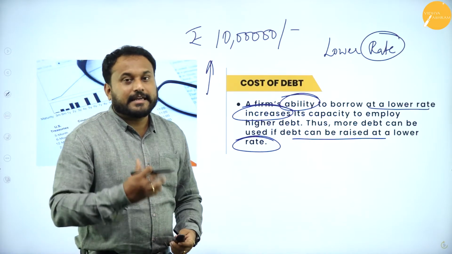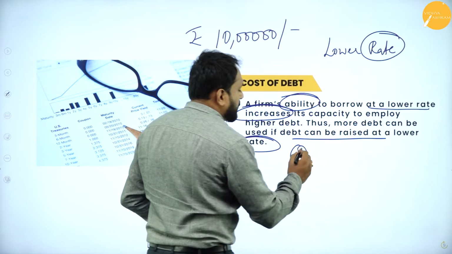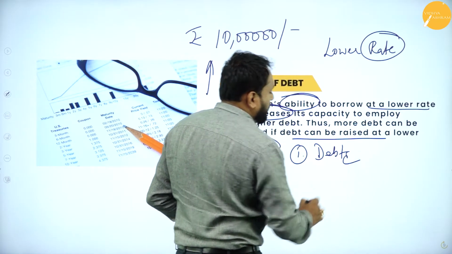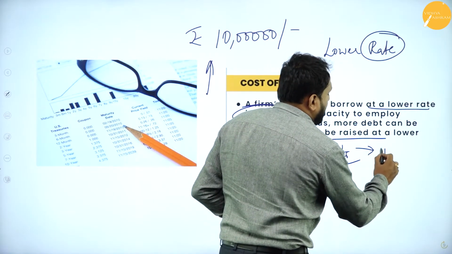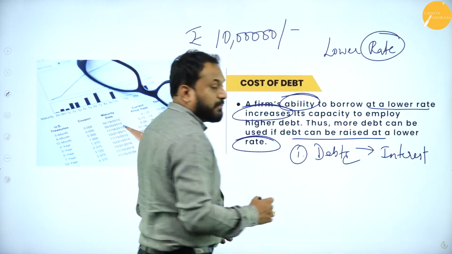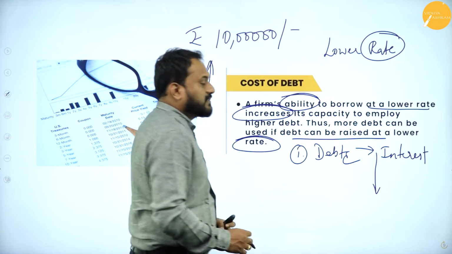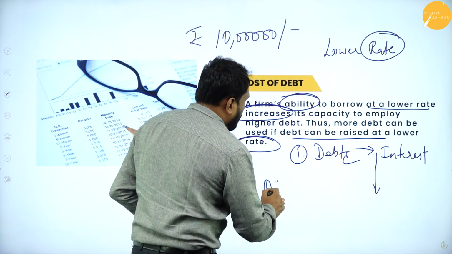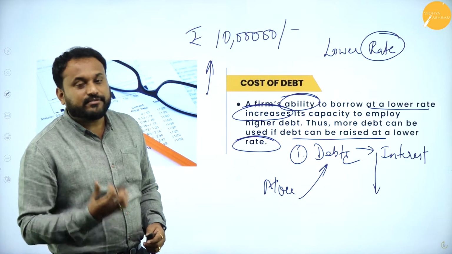So hope you are getting the concept. Try to understand. The first concept is what? Whenever you buy any debts, you are supposed to give interest. So what is this cost of debt? That means you should always try to minimize the interest rate. When you minimize the interest rate, you can actually get more debts. That is what is called the cost of debt.